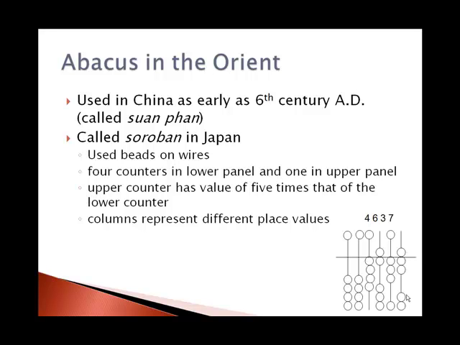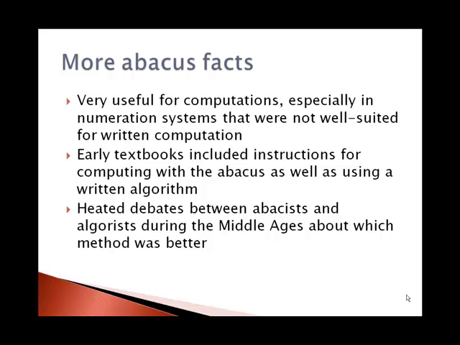The abacus is very useful for computations, especially in numeration systems that weren't well suited for written computation, such as the Greek numeration system. It's very difficult to compute in Greek using written numerals, but the abacus made it very easy. Early textbooks included instructions for computing with the abacus, as well as using a written algorithm. Sometimes the written algorithms were placed in the back of the book, maybe if you were good enough to get there. And in the Middle Ages, there were big debates between people who advocated using the abacus and people who advocated using written algorithms over which was better.